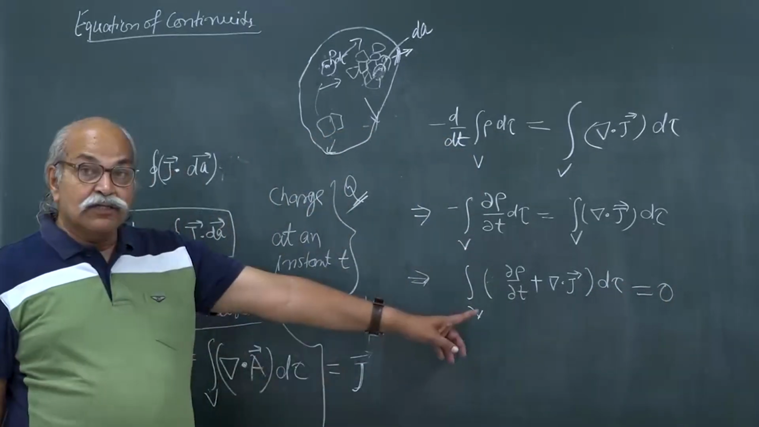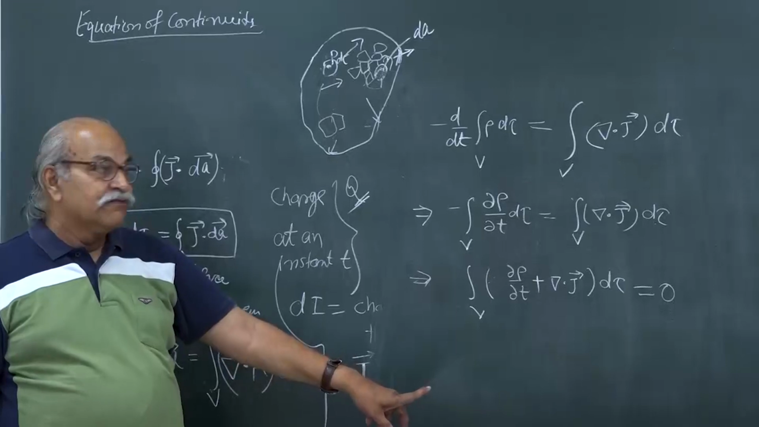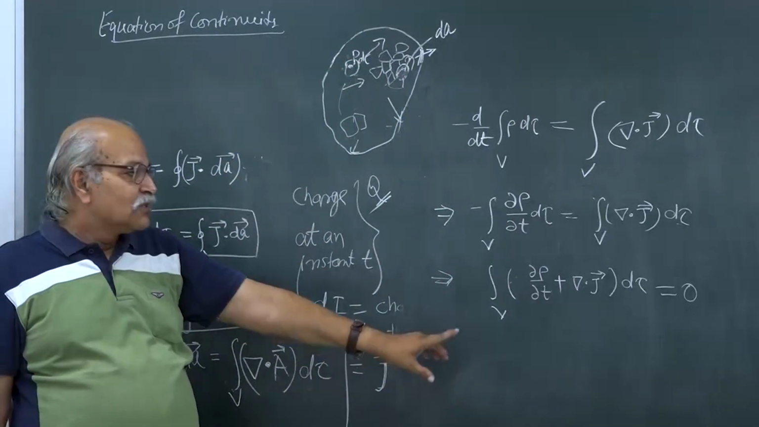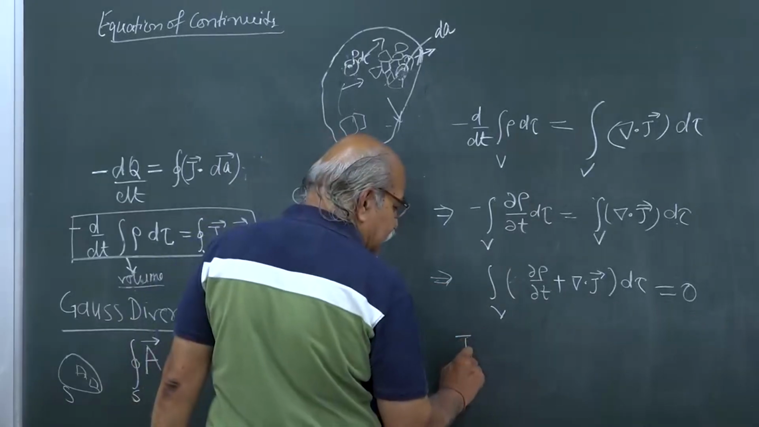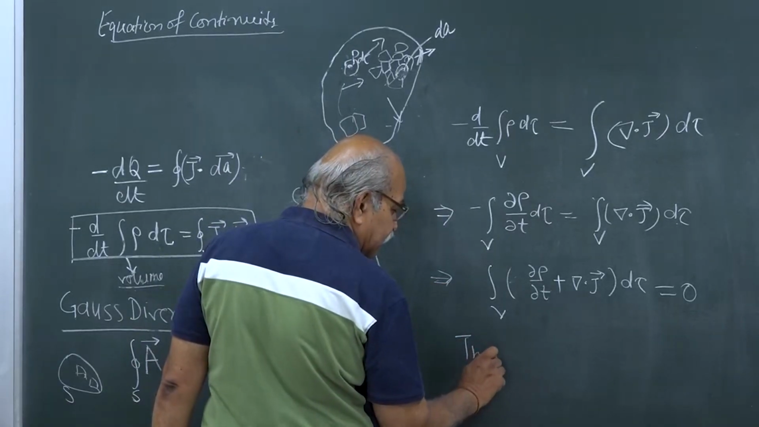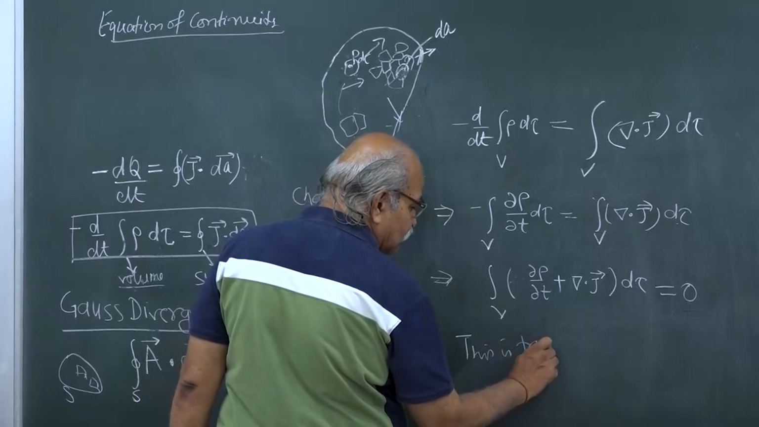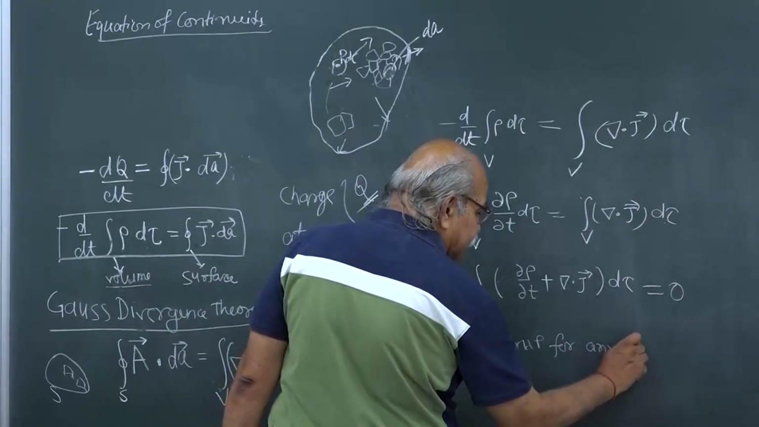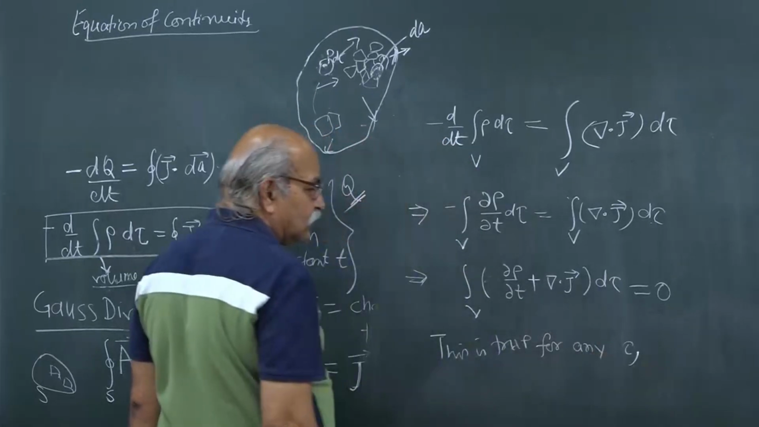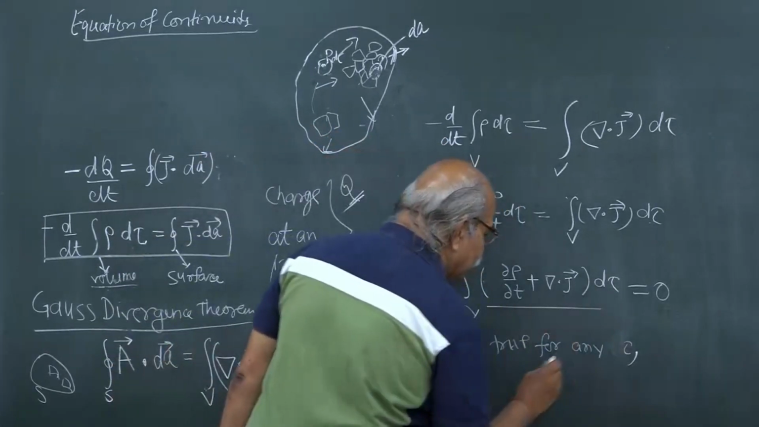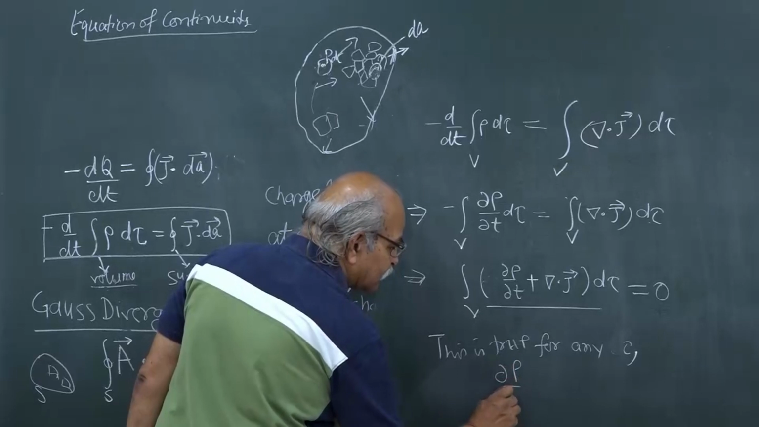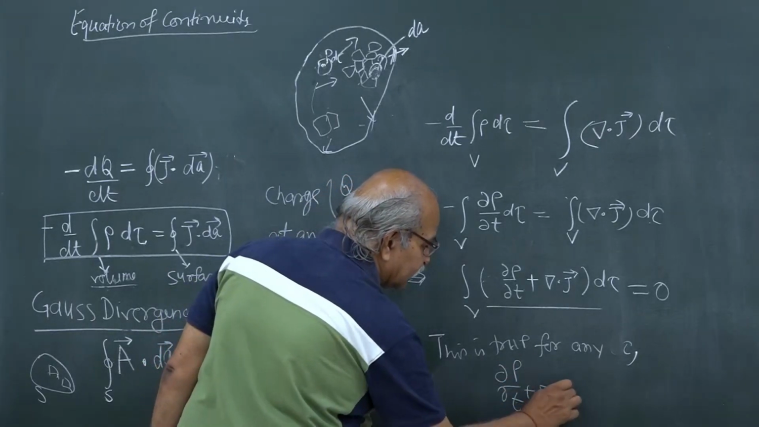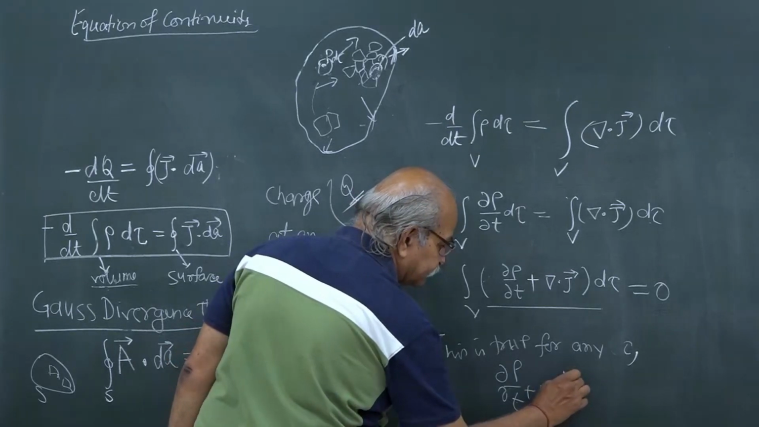And since it is true for any volume, we have started with any arbitrary volume and gotten all these things. So since this is true for any tau, whatever tau you want to take, that will happen only if del rho del t plus divergence of J is equal to 0.